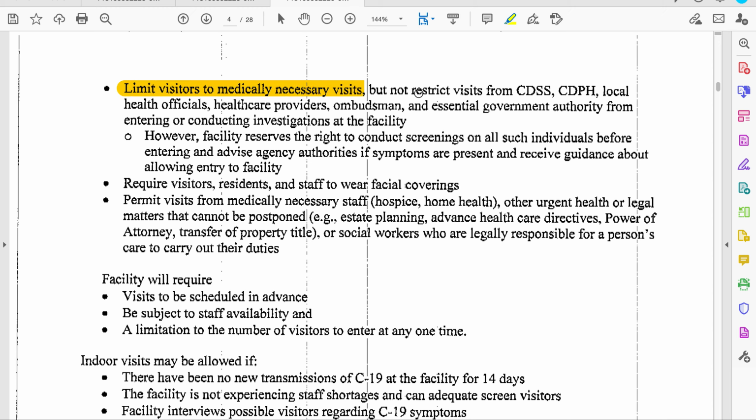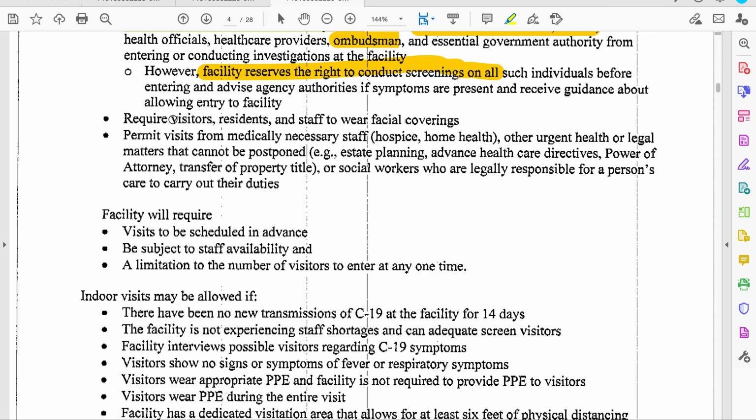We are not allowed to restrict visits from CDSS, local health officials, healthcare providers, ombudsmen, anybody who is essential government authority. However, we reserve the right to conduct screenings on all individuals before entering. We require visitors, residents, and staff to wear facial coverings. No exceptions. We will permit visits from medically necessary staff. This will include hospice, home health.